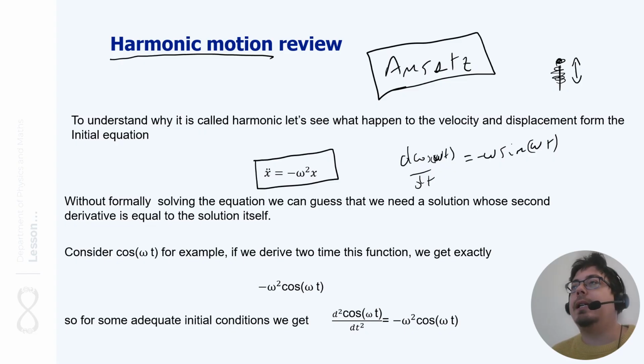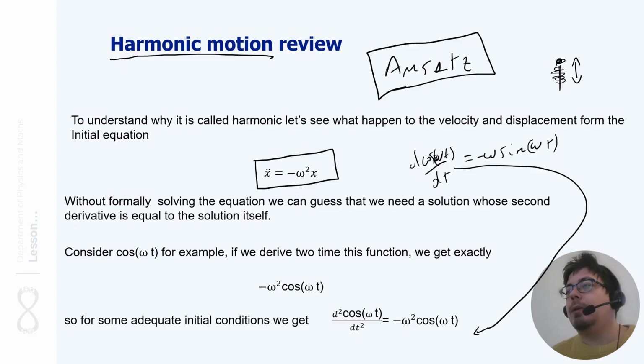So as I said, if we derive twice, we go back to cosine omega t. The second derivative of cosine omega t is equal to minus omega squared cosine omega t.